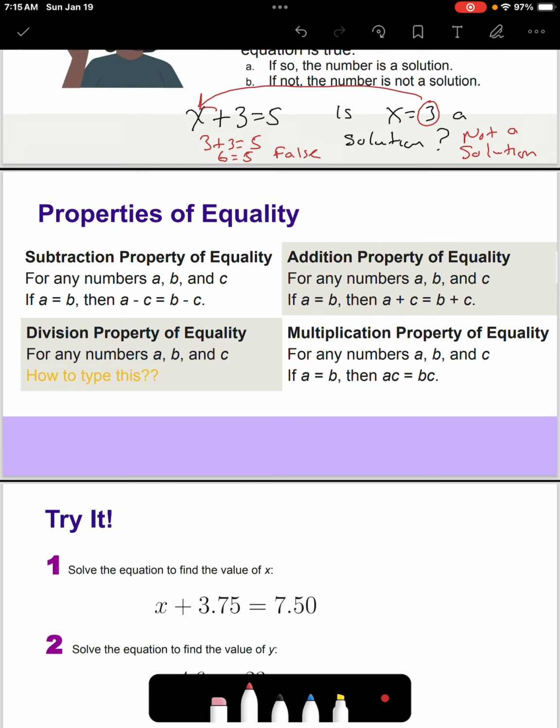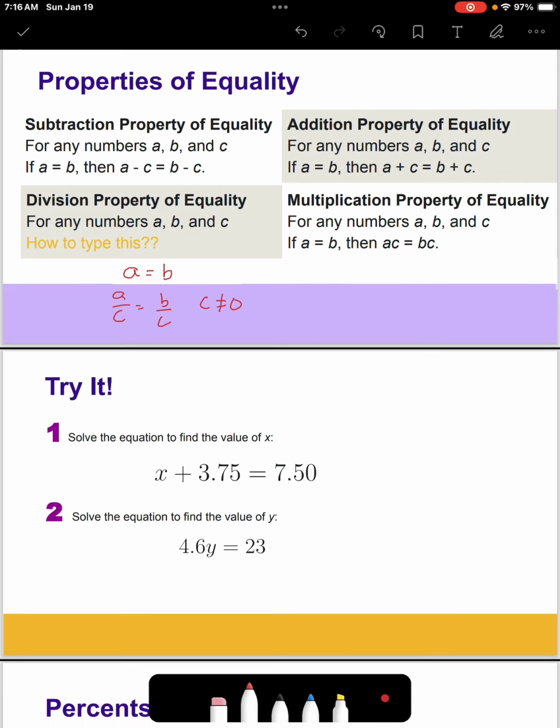Let's talk a little bit about the properties of equality. There are 4 properties: the subtraction property, the addition property, the division property, and the multiplication property. The subtraction property says I can subtract the same number from both sides and it's still true. Addition says I can add the same number to both sides and it's still true. The division property looks like this: if A equals B and I divide both of them by C, it is still true, except C cannot be 0 because then it's undefined. And the multiplication property says that if I multiply both sides by the same number, it's also true.